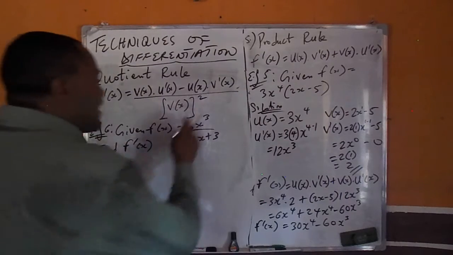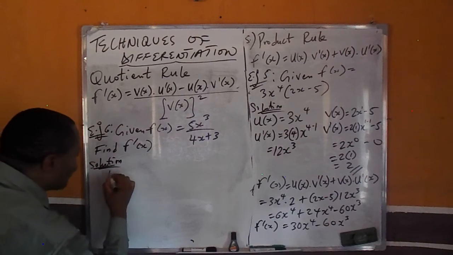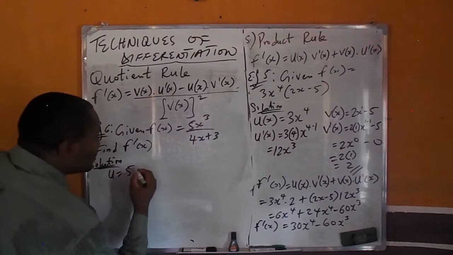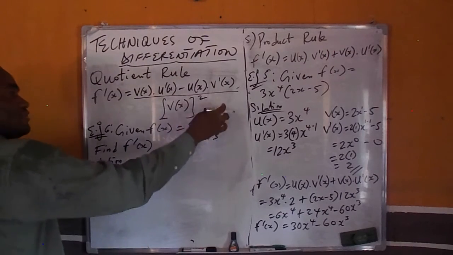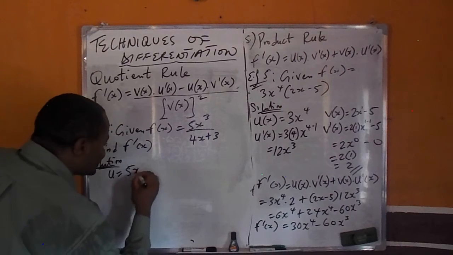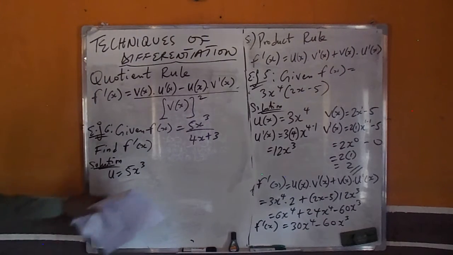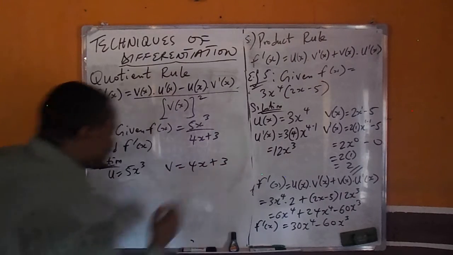Now 5x cubed will be our u. The first thing we need here is to know what our u is. Our u is the numerator here, and the denominator here is our v. So u is 5x cubed, and our v equals to 4x plus 3.